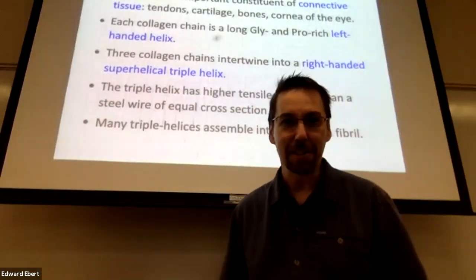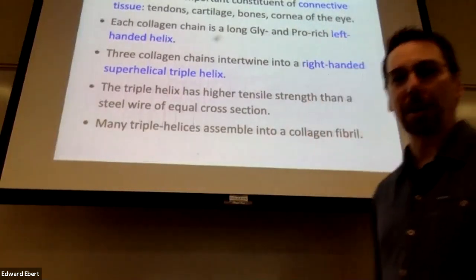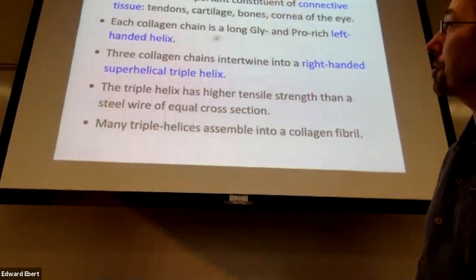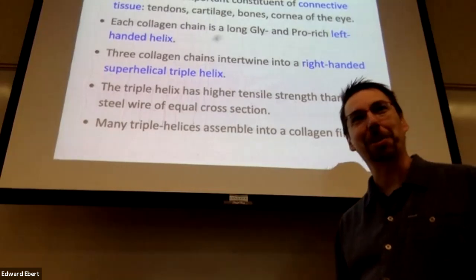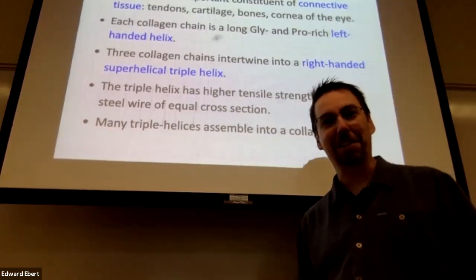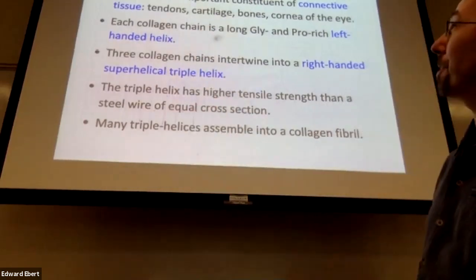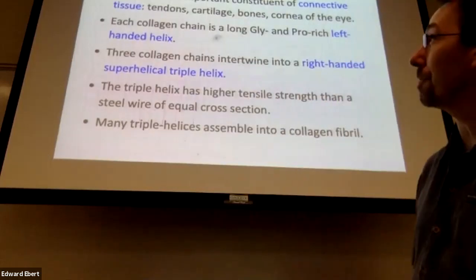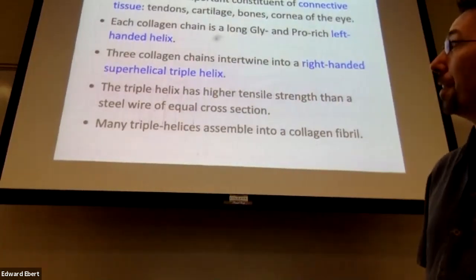All right. So I think I've got maybe one more fibrous protein to talk about, and that's collagen. It's funny because I like talking about keratin more now because that's what I research. But collagen was the thing that got me interested in fibrous proteins because it's so neat. It's a big constituent of our connective tissue, tendons, cartilage, bones, even the cornea of the eye.